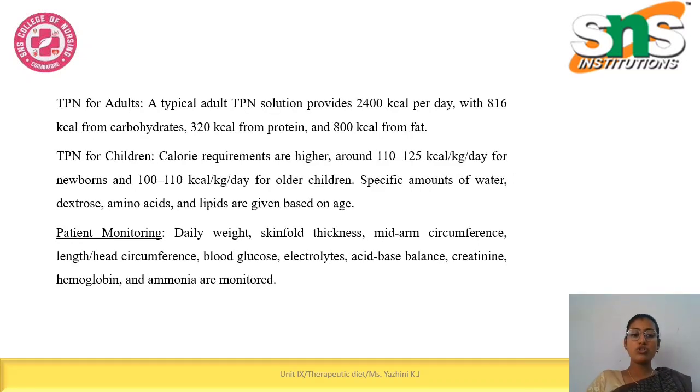In total parenteral nutrition, monitoring is the most important aspect, because they may run into many complications. So track daily weight, skin fold thickness, mid-arm circumference, and blood glucose, and the electrolyte balance, because we are providing all electrolytes into the bloodstream. They have to monitor creatinine, hemoglobin, and amino acid levels, so that we can get the correct level of nutrition in the patients. So we have to monitor essentially.